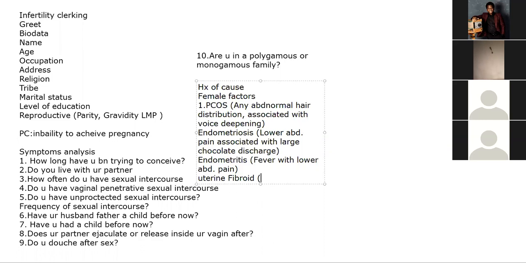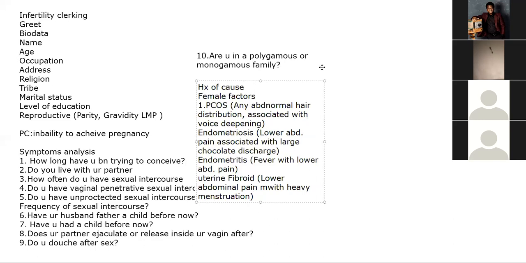Do you understand? So lower abdominal pain with heavy menstruation, right? That's enough. Okay. So apart from this, what other causes? Doctor, I want to hear from us.